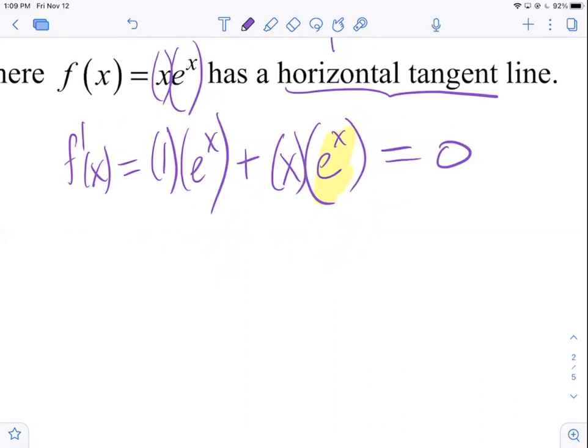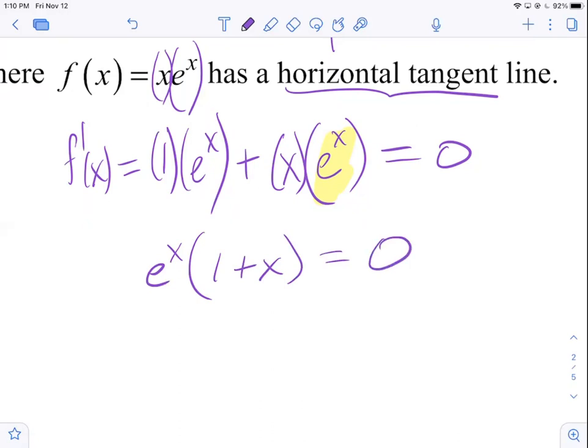And of course, once you have multiple terms equal to 0, your job is to solve it by factoring. When it's equal to 0, we try to factor it. Hey, we happen to have a common factor, e to the x, and that leaves us 1 plus x. Oops, I put it equal to e, not 0.